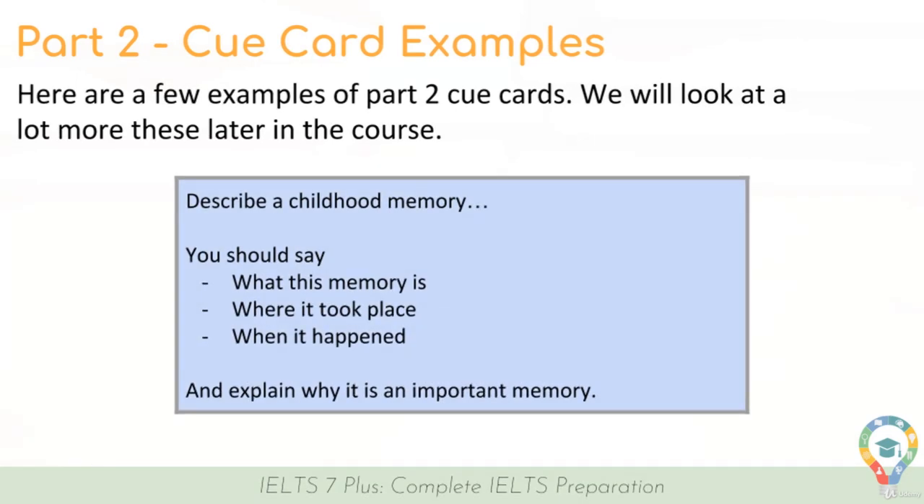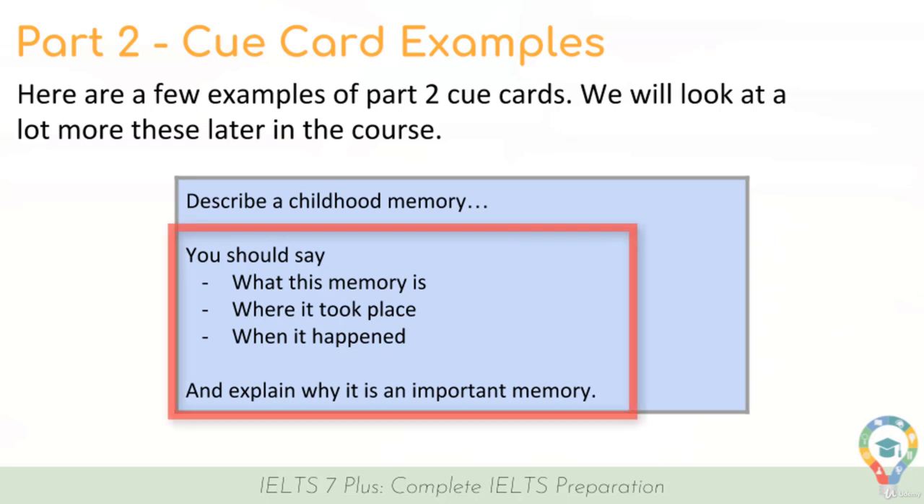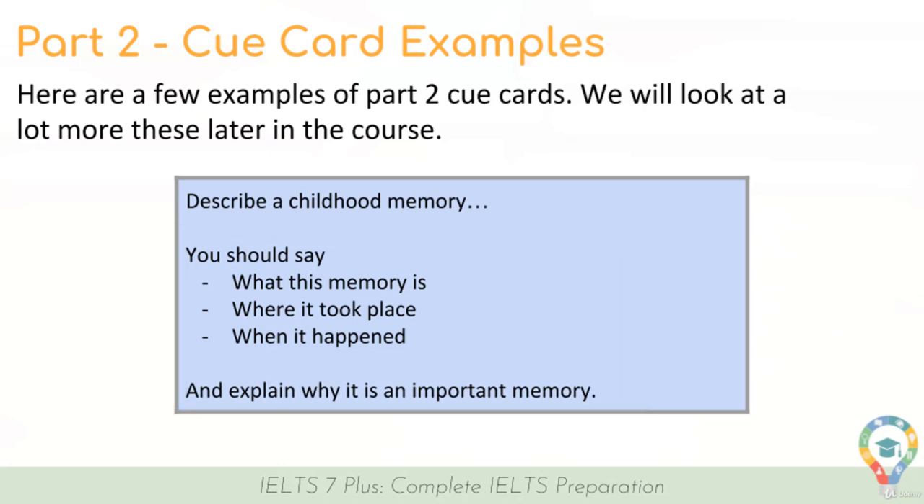So here is a part 2 cue card, and they will pretty much look exactly like this. Describe a childhood memory. You should say what this memory is, where it took place, when it happened, and explain why it is an important memory. On the card you have 4 prompts to give you some extra ideas about the types of things that you can discuss. And childhood memories is a very common topic in all parts of the IELTS speaking test.